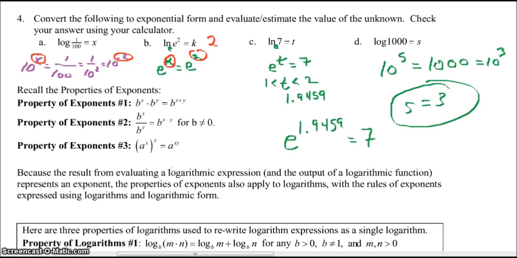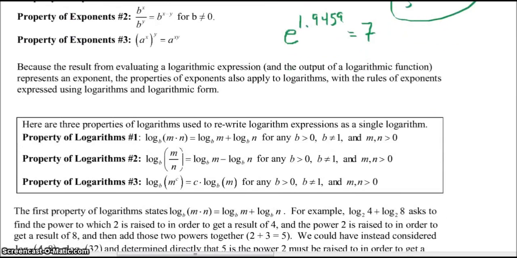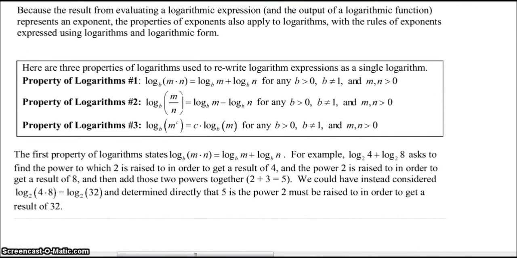Recall the properties of exponents. Property of exponents number 1, b to the x times b to the y is b to the x plus y. Property number 2, and property number 3. You should be familiar with those. I also uploaded a document called Proofs for College Algebra, the week before spring break, and it has the proofs of those results as well. It also has the proofs of these results down here, property 1, 2, and 3 of logarithms. Take a second to familiarize yourself with those if you're not already.